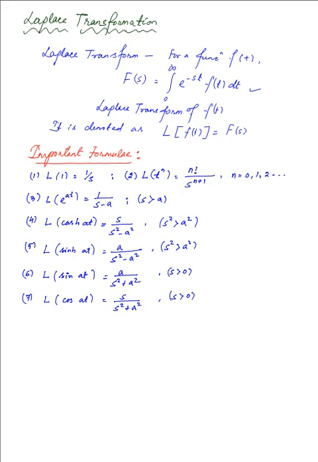And then we have the Laplace transform of the sine hyperbolic of at, that gives us a over s squared minus a squared, and the same condition that s squared is greater than a squared. The Laplace transform of the sine of at, instead of the hyperbolic function, the general sine at, that is a over s squared plus a squared for s greater than 0. And we have the Laplace transform of cosine at, that is equal to s over s squared plus a squared.